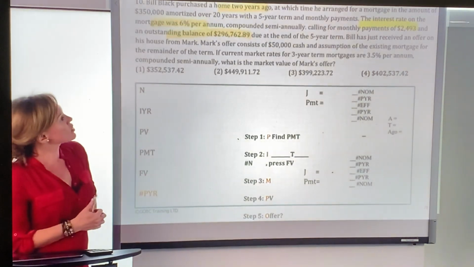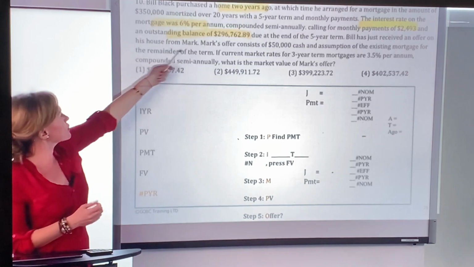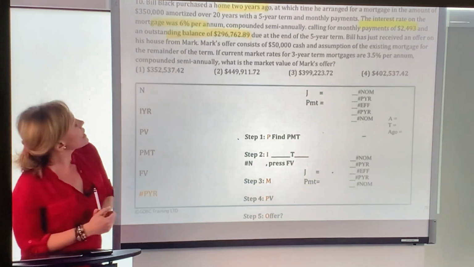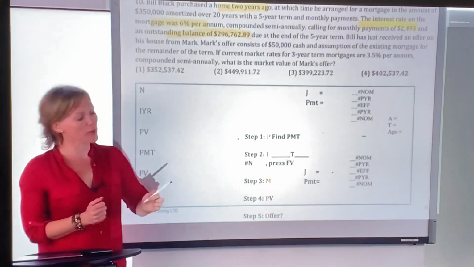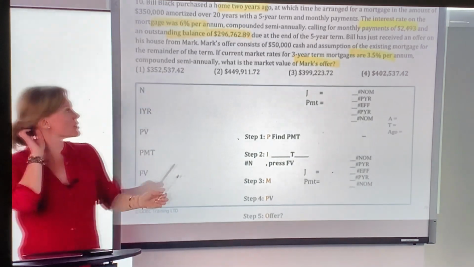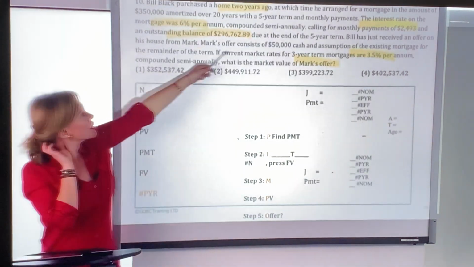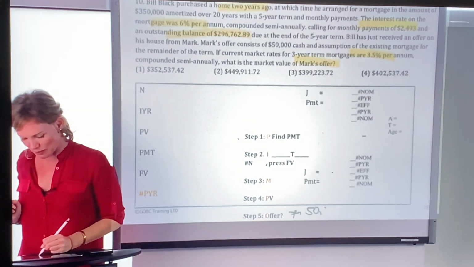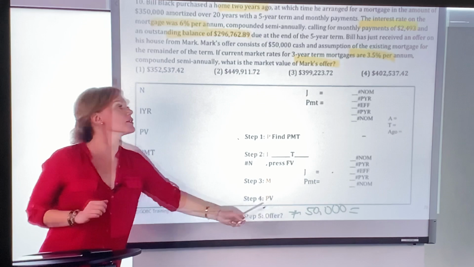Let's continue. 5 years term. He has just received an offer to buy his house from Mark. Mark offers 50,000 cash. Assumption of the existing mortgage. And they say the rate for the current 3 years term mortgages will be 3.5. So we have enough information. We're looking for Mark's offer. If it's an offer, we need to have his cash at the bottom. How much does Mark offer? He offers 50,000 cash. So I'll take that 50,000 and put it straight up at the bottom, plus 50,000 cash, and that will be added at the end to find the offer.